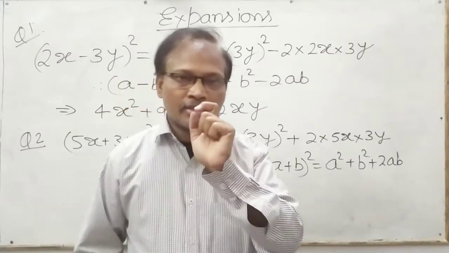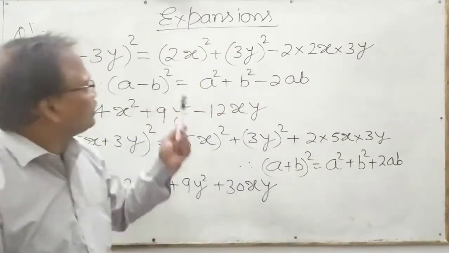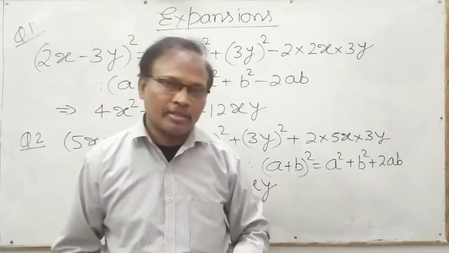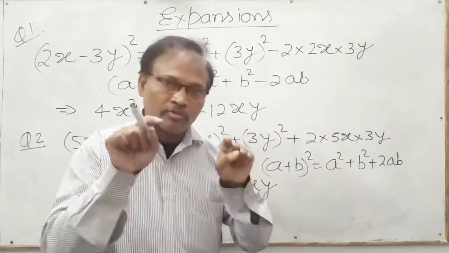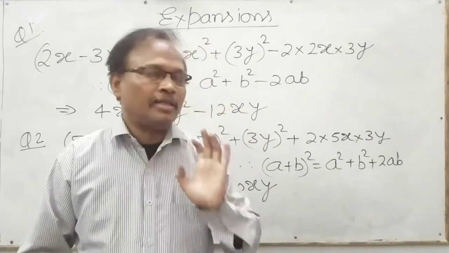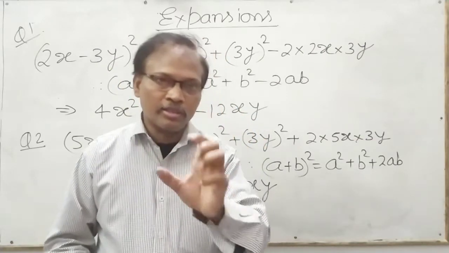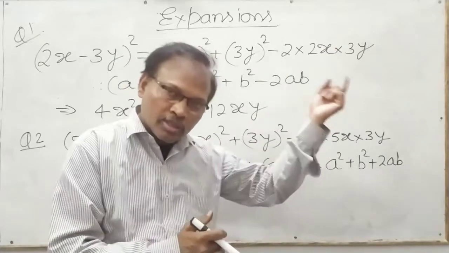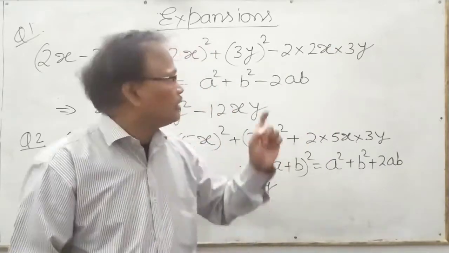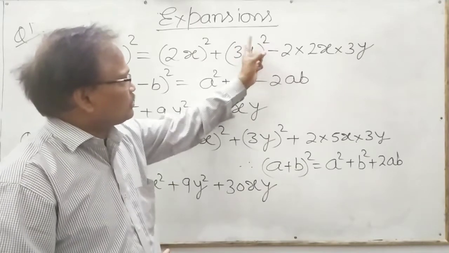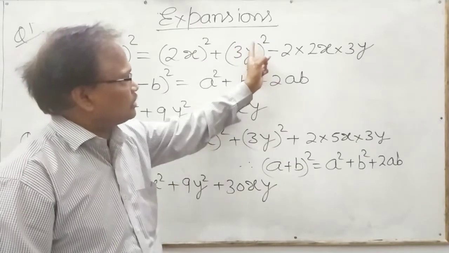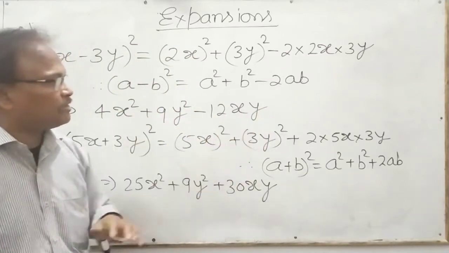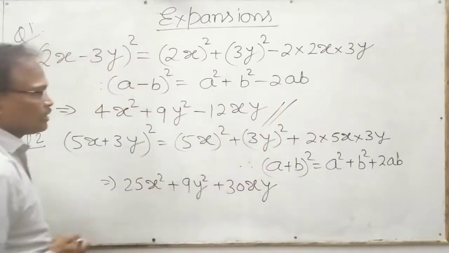Sometimes students do it like this: 2x square, 3y square. That means they do not square the 3. Whereas a whole square is with all the elements, with all the digits. Whatever is written inside, the power will multiply to all of them. 3 to the power 1, that is 2 also, 3 square y square, that is 9y square. So this is the answer.